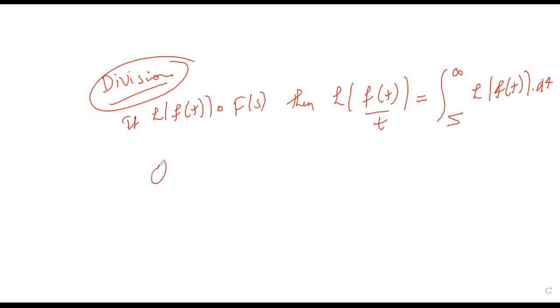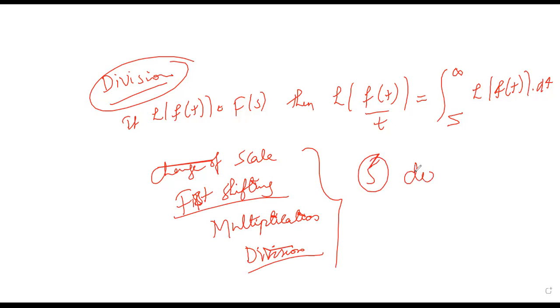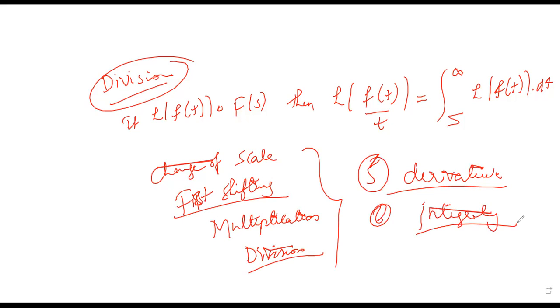So we studied first change of scale, second the shifting property, third multiplication, and fourth division. Okay, so today I am going to explain the fifth property, that is the derivative property, and the next sixth property, that is the integrating property. So first we will study today's property, that is the derivative property.